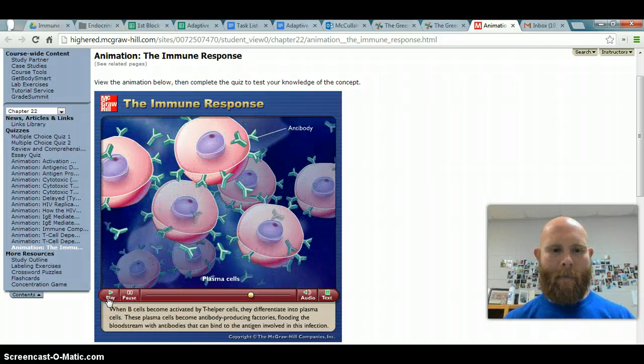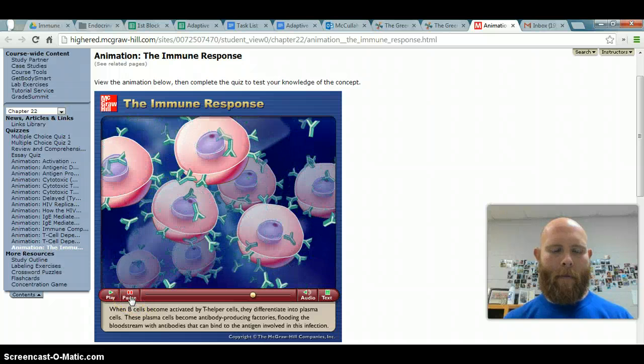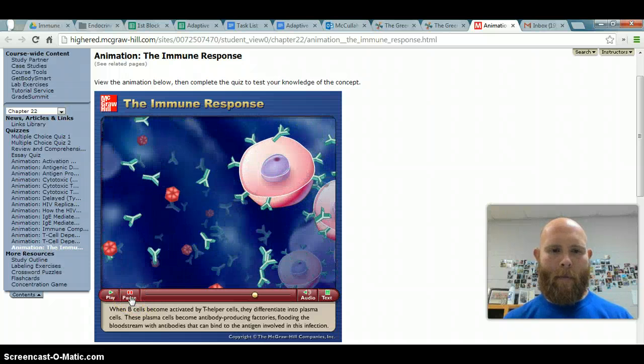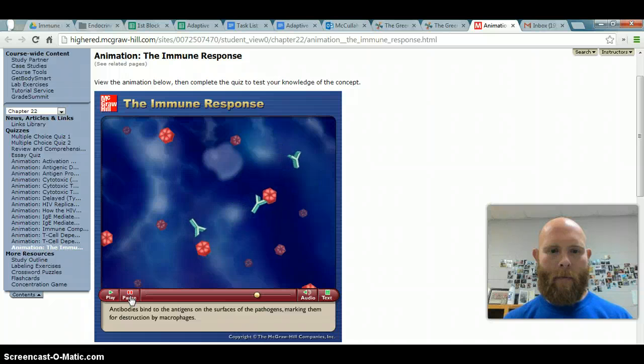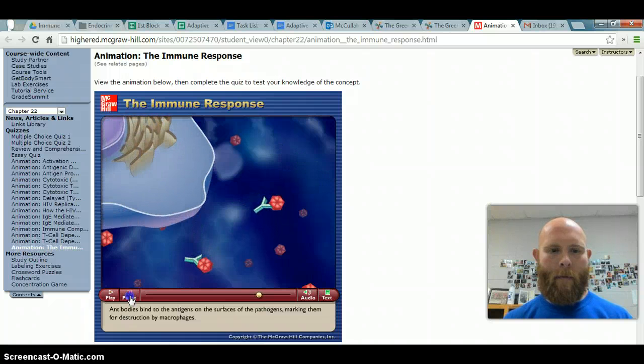Flooding the bloodstream with antibodies that can bind to the antigen involved in this infection. Antibodies bind to the antigens on the surfaces of the pathogens. If this was a bacteria or a virus or a fungus or a protist, whatever, all organisms have molecular tags on the surface of their cell membranes. And those tags will hopefully be recognized as being foreign and therefore elicit an immune response if they're dangerous to us.